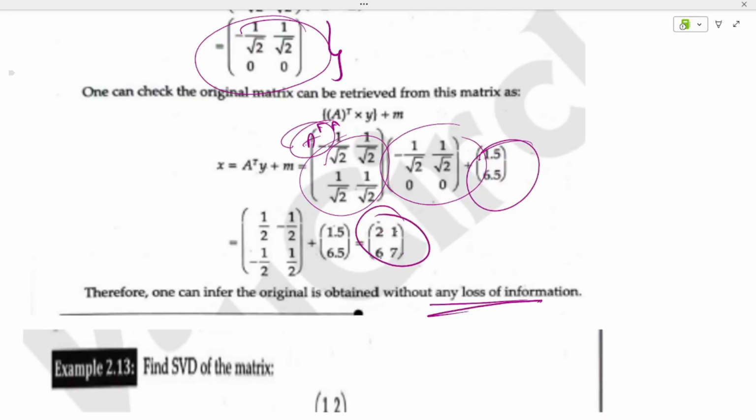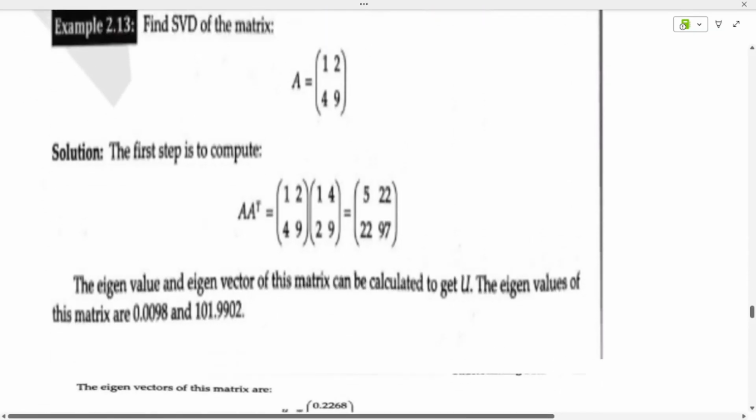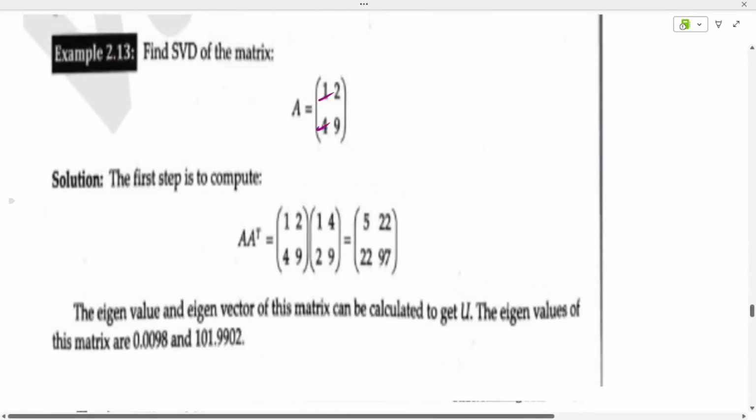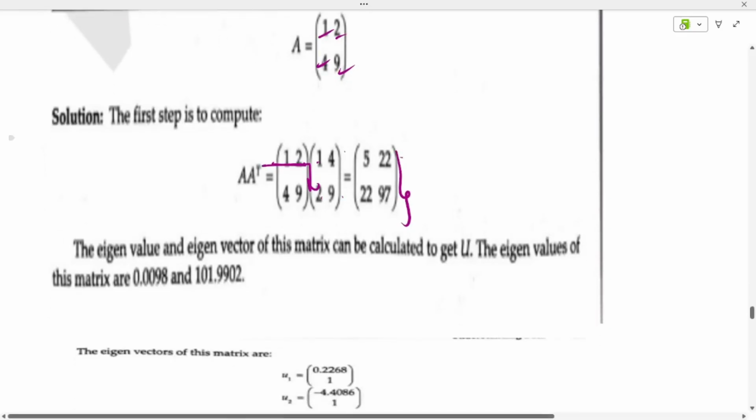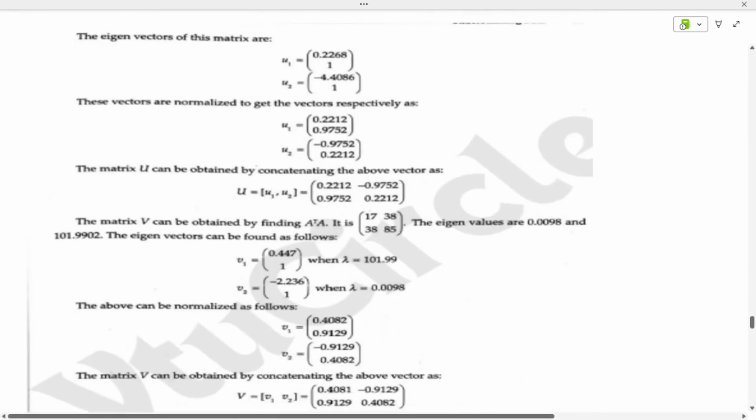Next we will be doing SVD, that is what they have given, 1, 4 and 2, 9. What you will be doing with 1, 4, 2, 9, you will be converting the rows as columns and exchanging, that is, you will be doing the transpose, and multiplying, and you will get one matrix. Okay, now the eigenvalue and eigenvector for the matrix can be calculated, that is, the eigenvalues will be 0.0098 and 101.9902, and you will be getting the eigenvectors the same way.